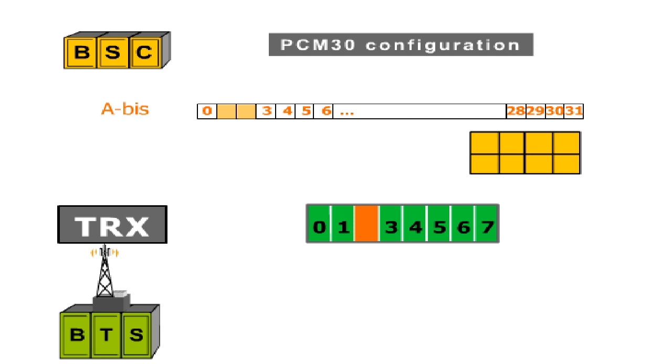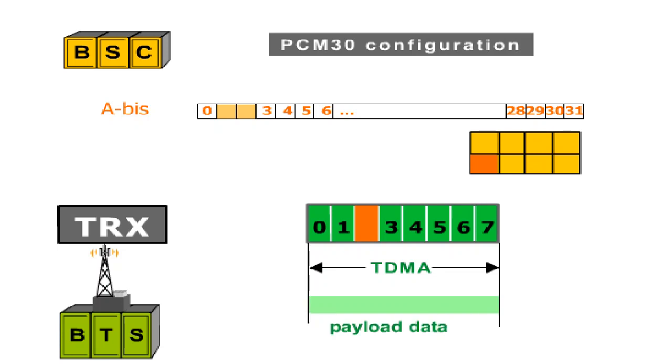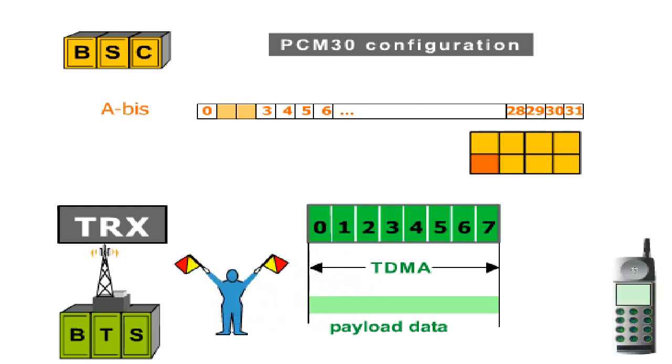Thus, by mapping 8 PCM30 sub-time slots onto one TDMA frame consisting of time slots 0 to 7, the entire TDMA frame of the TRX would theoretically be available for the transmission of payload data. But then, there wouldn't be enough space left for the necessary signalling traffic from and to the mobile stations.